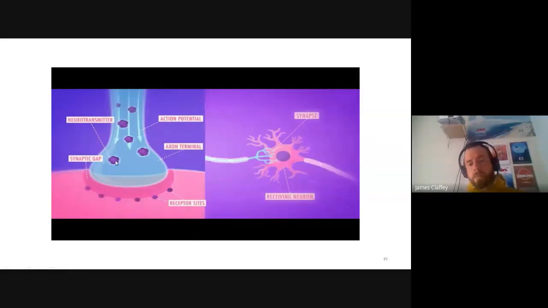So the neurotransmitters are the things that you'll often hear described like hormones, that pass across there, stuff like serotonin. Some of them are excitatory and some of them are inhibitory. Okay, and what happens is there's this gap here, this synaptic gap, sometimes referred to as the synaptic cleft.